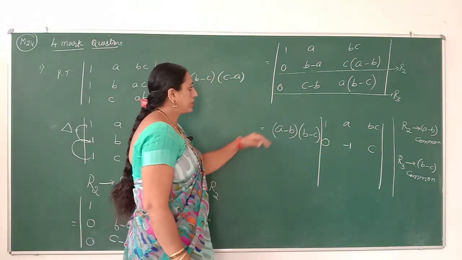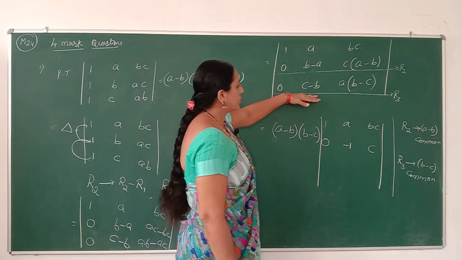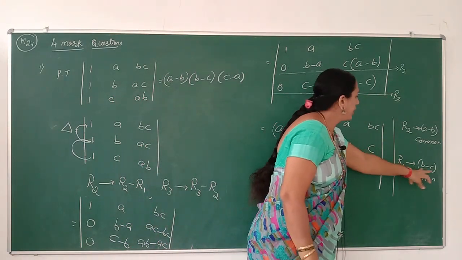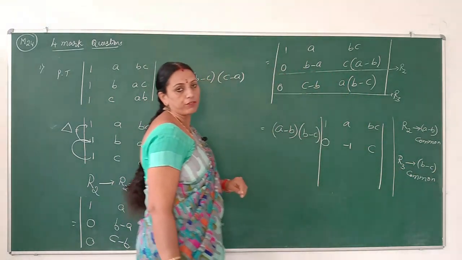Now we'll come to the third row, R3. In terms of the third row, B minus C is the common factor.